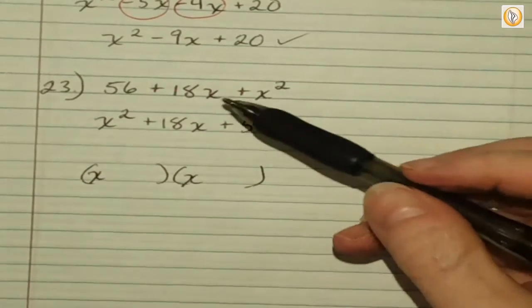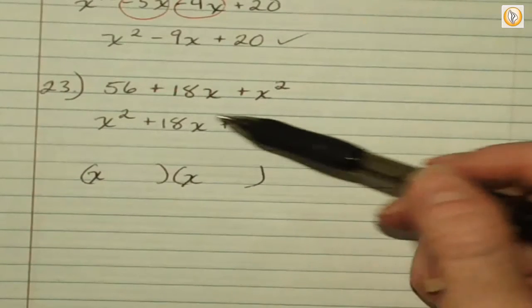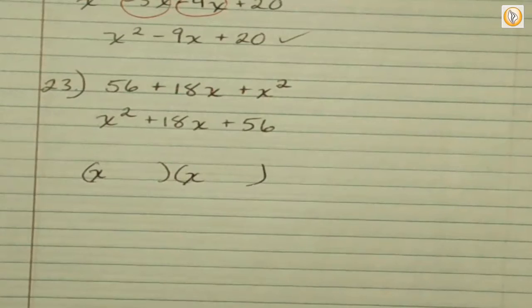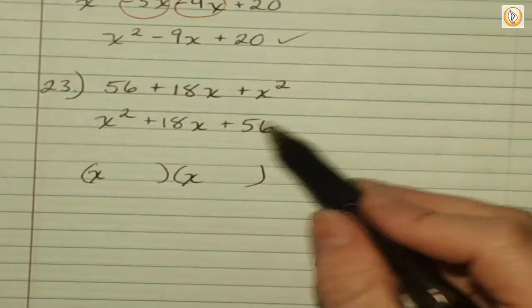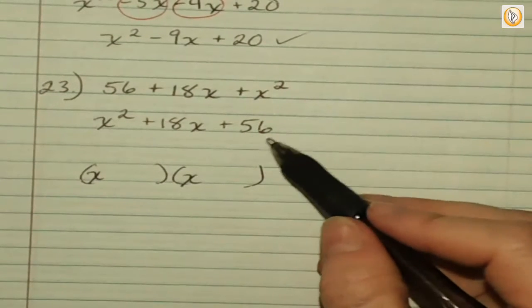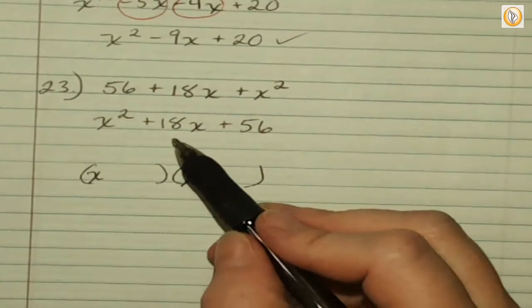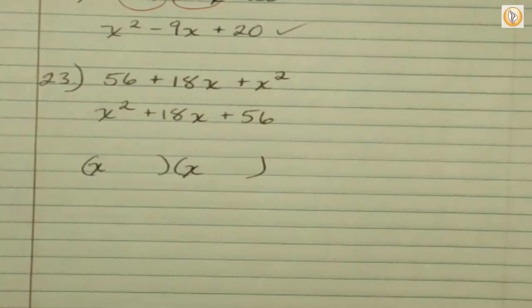So backtrack. Notice he put these in descending order. Make sure you do that. Descending order. All right? Okay. So now you have to find all the combinations of numbers that will get you 56, but when added, gets you 18. Oh, and there's a lot.